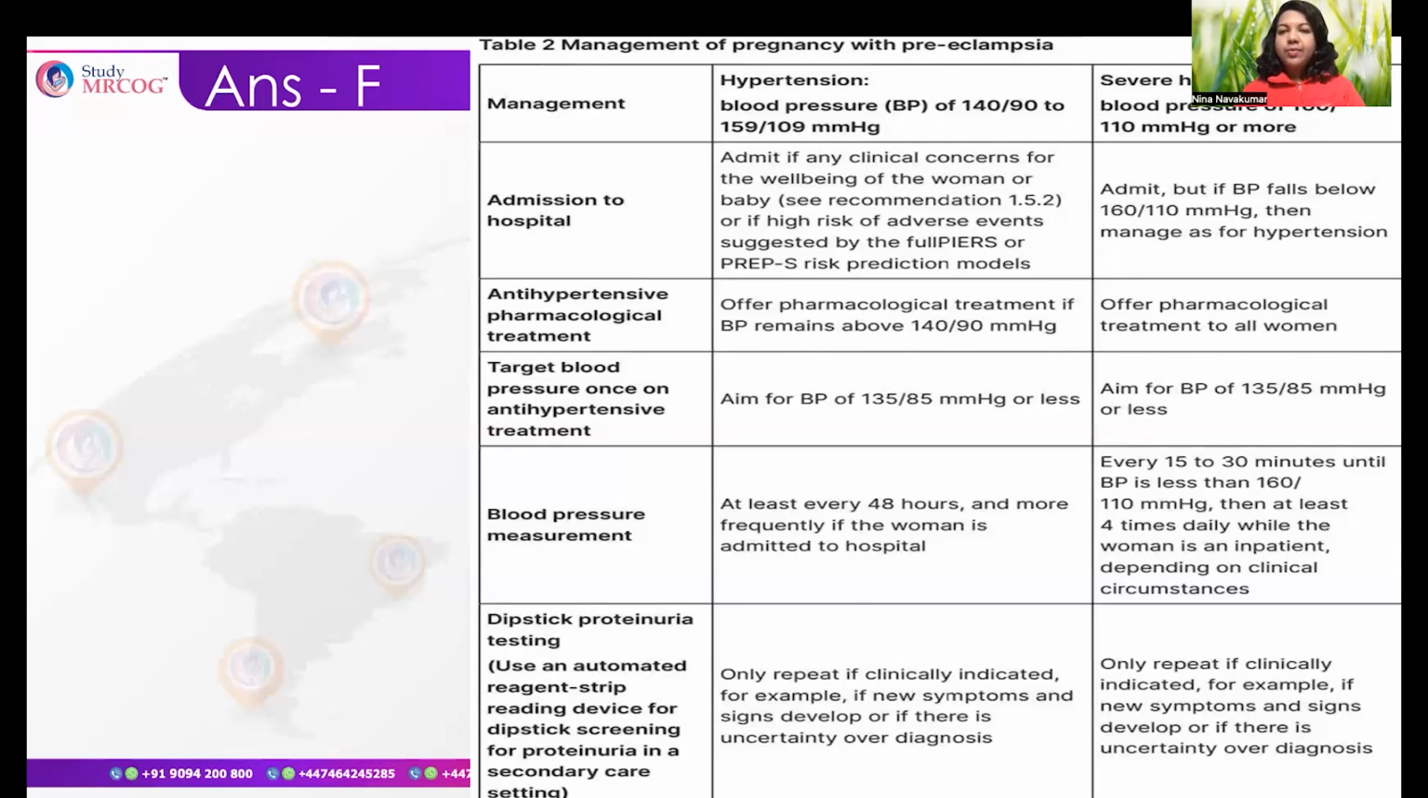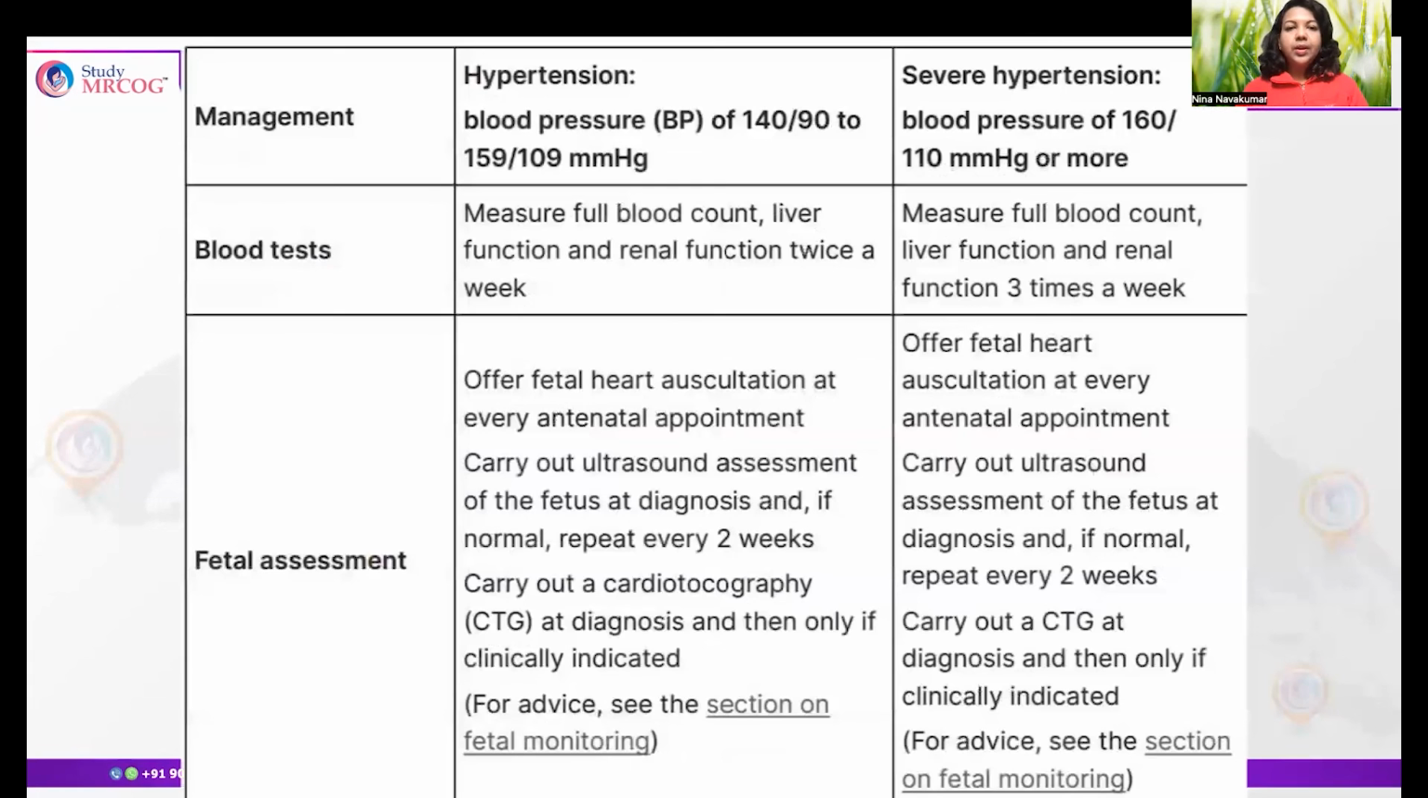So if the blood pressure is less than 160 by 110 and preeclampsia, offer pharmacological treatment if the BP remains persistently more than 140 by 90, with a target blood pressure of less than or equal to 135 by 85. We need to check the blood pressure every 48 hours and more frequently if she is admitted to the hospital. Proteinuria dipstick checking only at the time of diagnosis we need to do, and repeat only if clinically indicated. We also need to repeat the proteinuria assessment if she has any new onset signs and symptoms or any worsening of the symptoms.